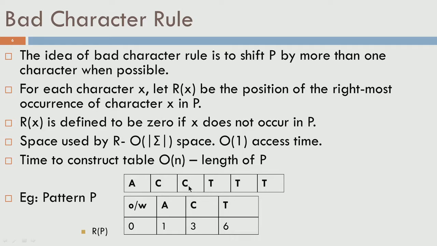Observe that C occurs at the third location and it does not occur anywhere to the right of the third location. Therefore, R of C is the value 3. T occurs at location 6, which is the length of the pattern string, and therefore, R of T is the value 6. This data structure, as you can see, can be populated in linear time in one pass of the pattern array. By looking at every character exactly once, we can populate this array with the appropriate values. This is left as a small programming exercise, which I am sure all of you must be able to do.